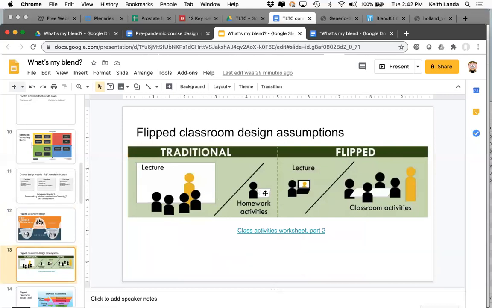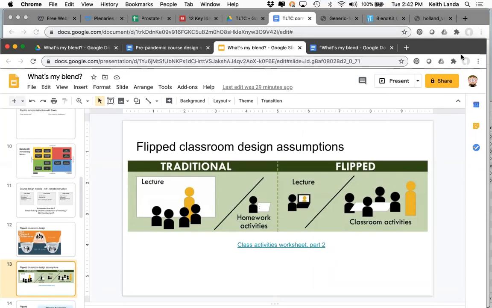Now, to some extent, this is a stereotypical view of what we do in our traditional face-to-face classes. The stereotype is that we get together so that we can lecture at students and they do all of their individual work as homework or pre-class activities, whereas with a flipped classroom, we can offload that basic content delivery and spend the class time engaging the students in more active learning kinds of things.